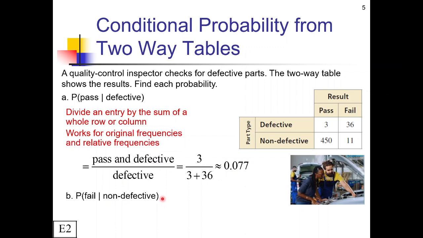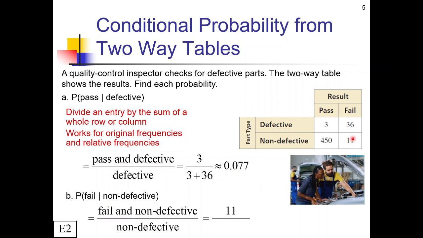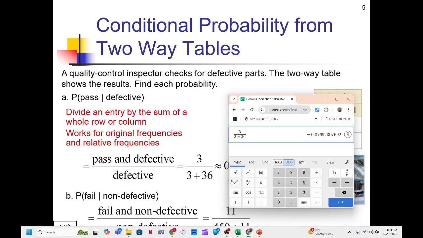All right, so just like before, we're going to figure out the number of things that meet both of these conditions, and then we're going to divide by the given condition right here. So we want to find the number that failed and were non-defective and divide that by the total number of non-defective parts. So fail and non-defective is this 11 right here, and we're dividing that by the total non-defectives, so 450 plus 11. And let's go to the calculator for that.